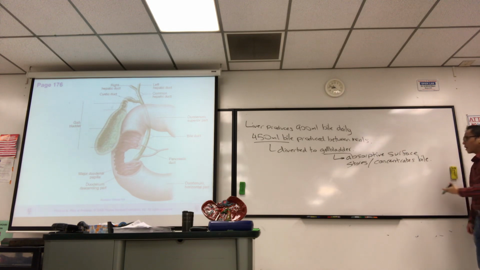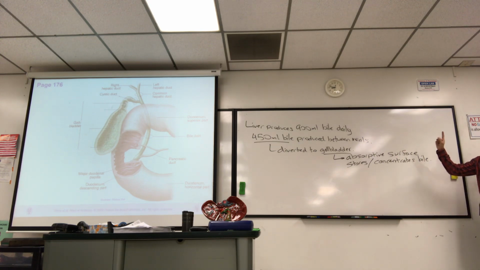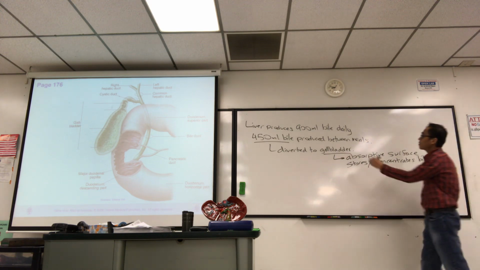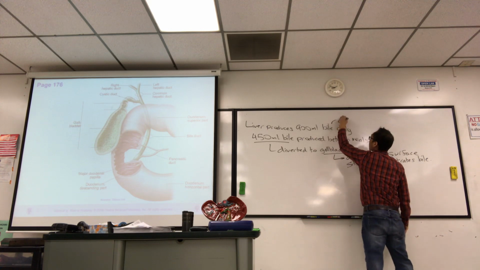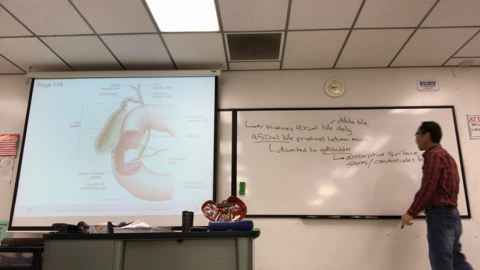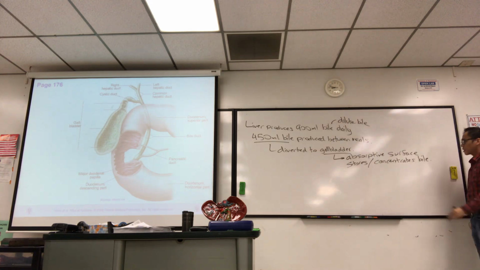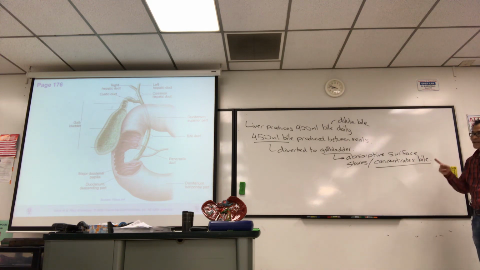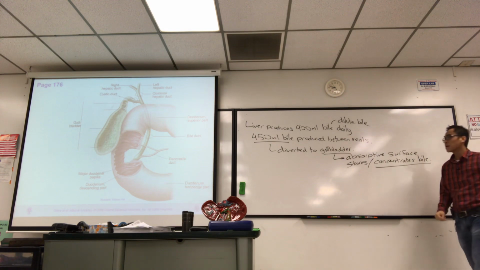This is not just any old bile. The bile from the gallbladder is concentrated. It makes it very effective at digesting fats. Okay. So bile directly from the liver, you can call it dilute bile. Bile from the gallbladder is concentrated bile. The bile that actually reaches the duodenum is a mixture of dilute and concentrated.